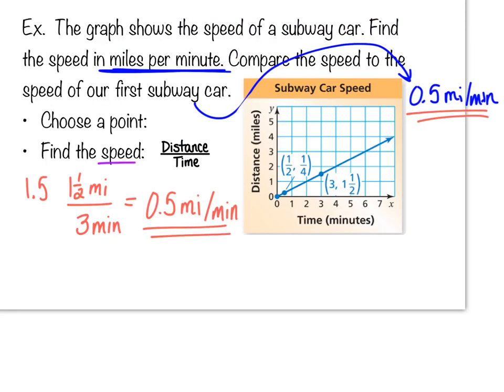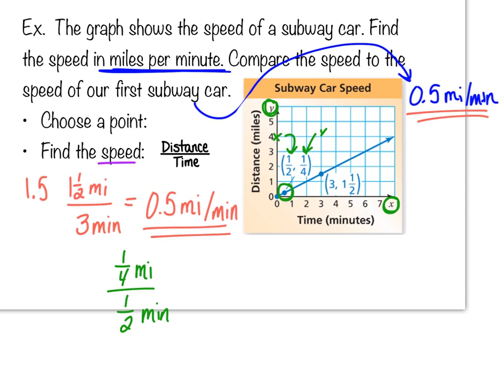All right, so what I want to look at now is what would have happened if we would have used this other point, this first point here, this 1/2, 1/4. So let's try that. Our distance, remember, was the y coordinate, and that is the 1/4, so 1/4 miles divided by, and our time was on the x-axis here, in minutes, and that's the x-coordinate, this one here, so divided by 1/2 minute.